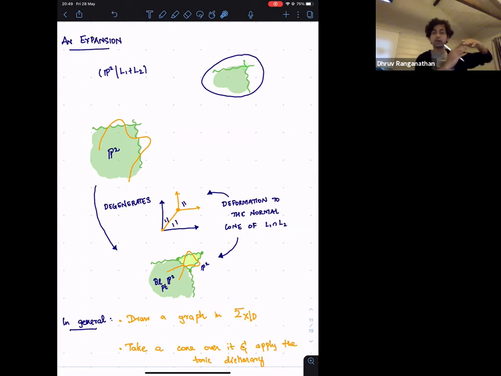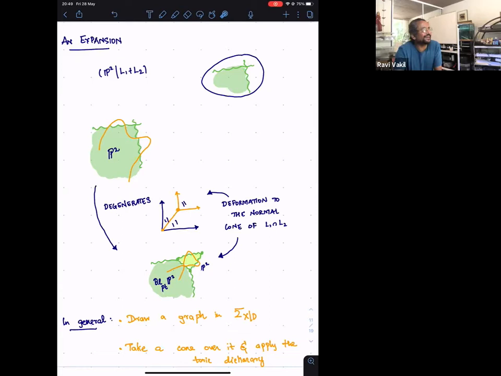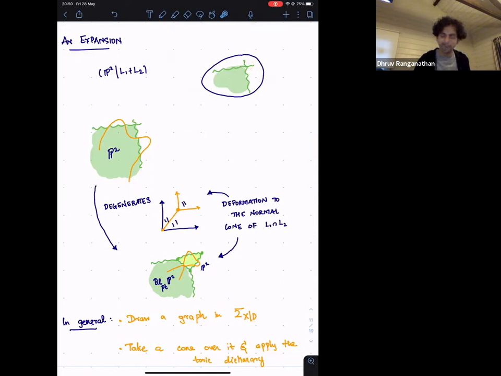I think sometimes it's hard to see what you're pointing at. Sorry, maybe I'll change to red. That's more dramatic color. Is that better? Okay. Yeah. So I'm blowing up this point, but after adding this trivial direction. And so instead of turning this point into a P1, I turn it into a P2 and glue it on. Right. So this in particular captures deformation to the normal cone.